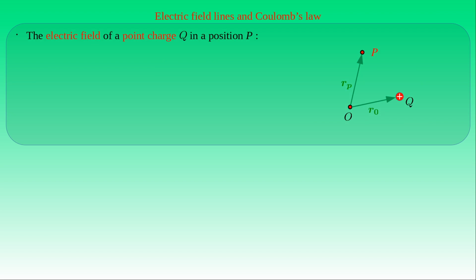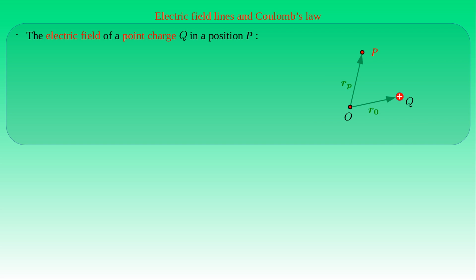In the following examples we determine the electric field around different source charges by applying Coulomb's law. We start with the simplest example, where we compute the electric field created by a point charge q in a given point P, which is in the vicinity of the source charge.